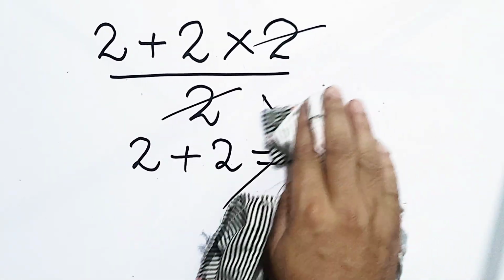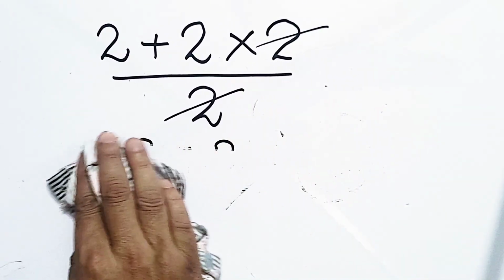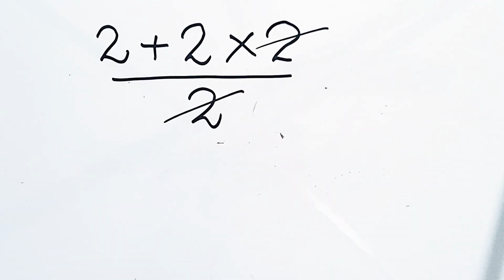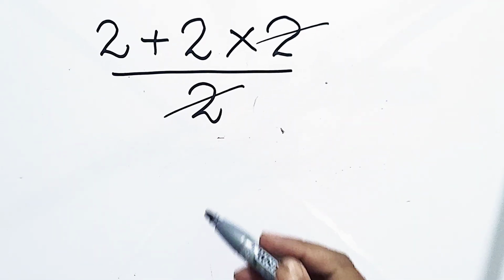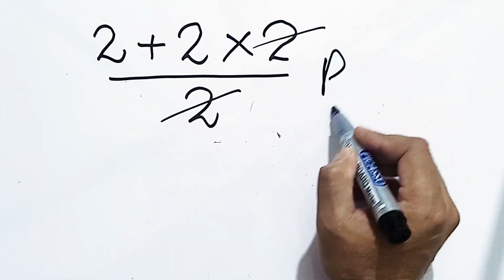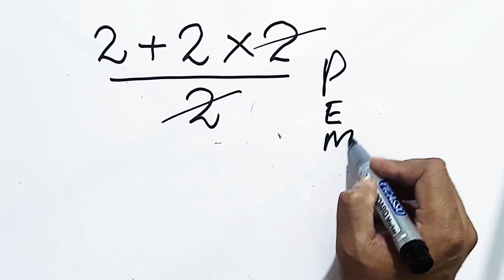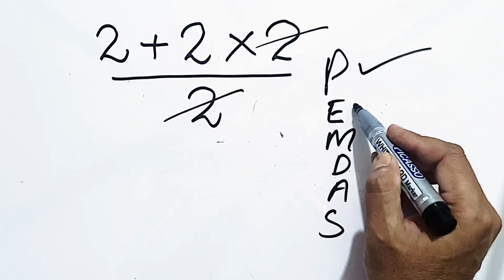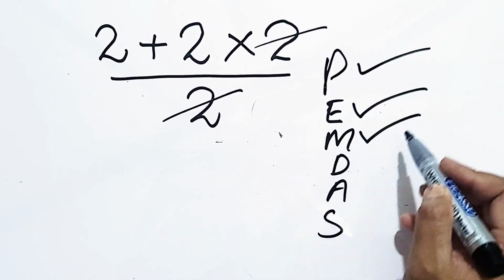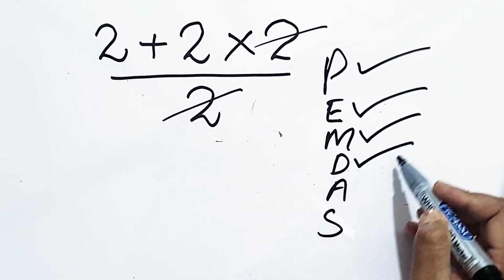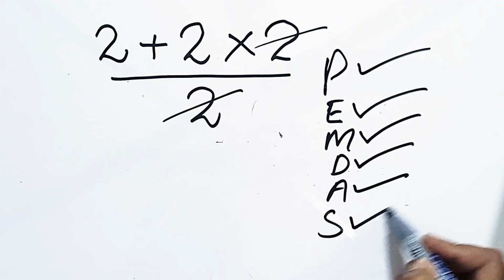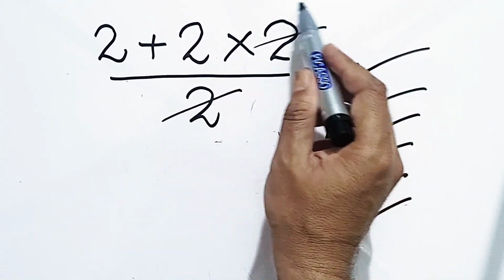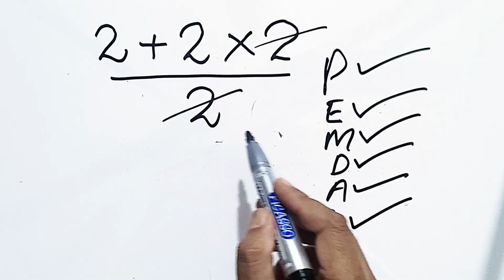So we have to remove this answer and solve the question again according to the correct order, which is PEMDAS. PEMDAS is basically the order of operations, in which P stands for parenthesis, E for exponent, M for multiplication, D for division, A for addition, S for subtraction. So this step in which we cancelled 2 and 2 is totally incorrect.